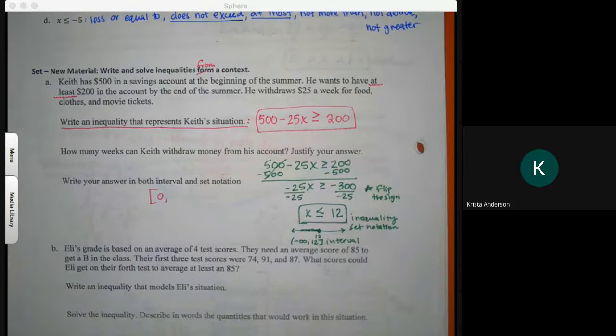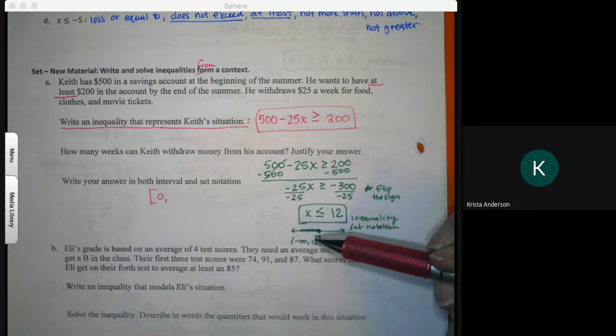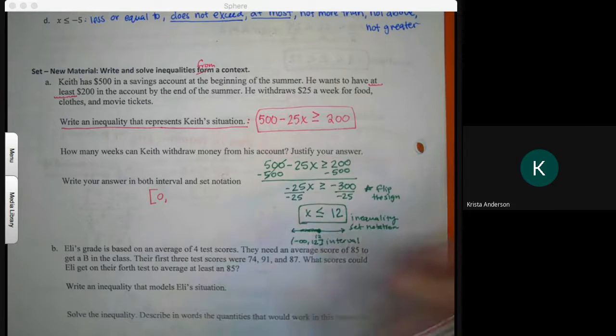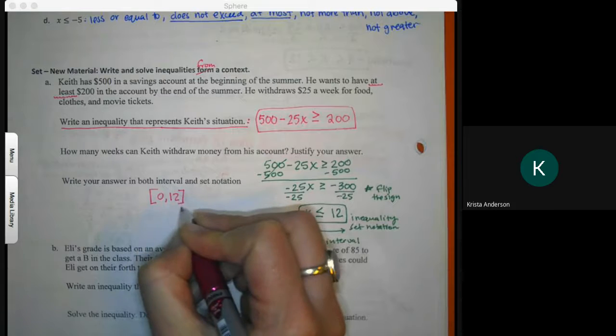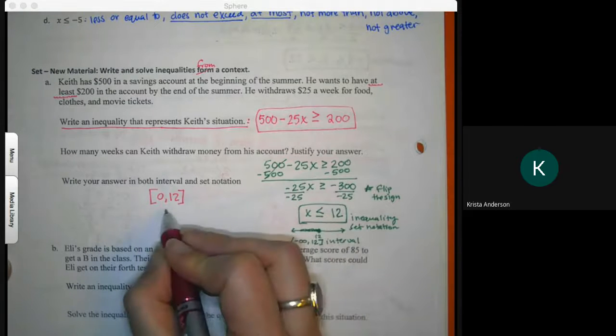And what's the maximum that we found? 25 is each week. But we did all of this work to help us find the highest amount that you could take out during the summer or during that time, which is 12. 12 is the maximum that it could hit. That would be my interval.